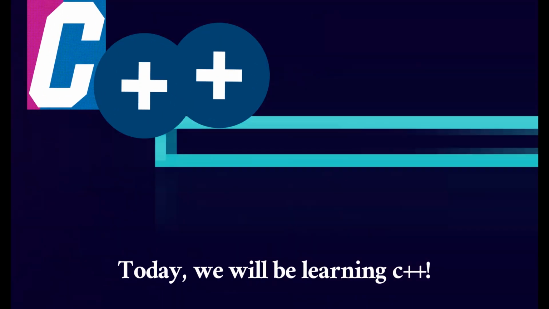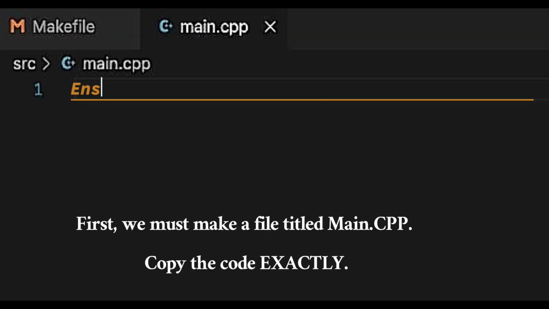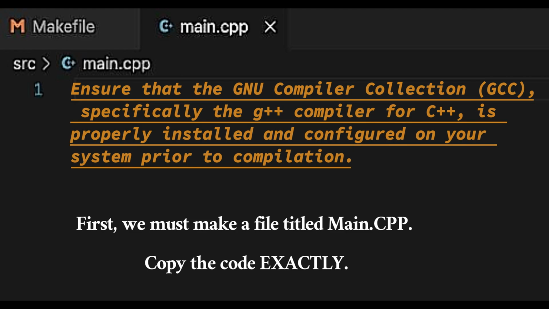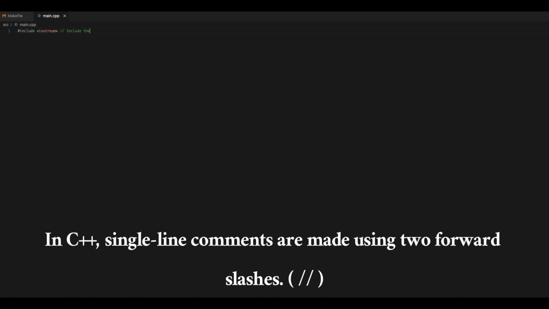Today, we will be learning C++. Let us begin now. First, we must make a file titled main.cpp. Copy the code exactly. We are including the C++ input and output headers. This allows us to send output and receive input from the console. In C++, single-line comments are made using 2 forward slashes.